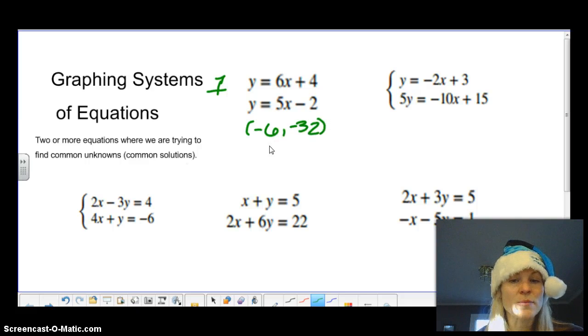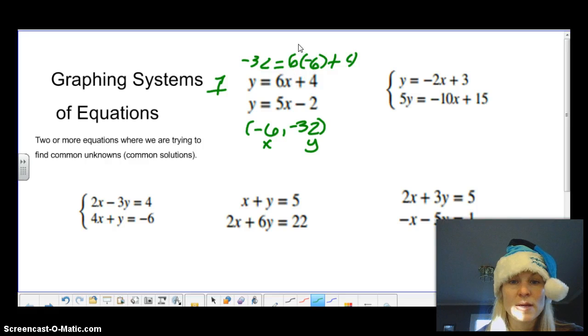Now if I want to make sure that's right, I just need to plug this in for either this one or this one. Remember, this is your x and then this is your y. So I'm going to plug in -32 for y, and then I'll plug in 6 times -6 plus 4. So this right here is going to give me -36 plus 4. Does that equal -32? And -36 plus 4 is -32. Then I have to make sure it works for this one down here.